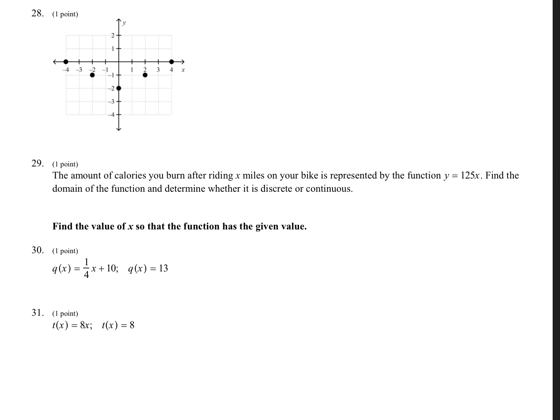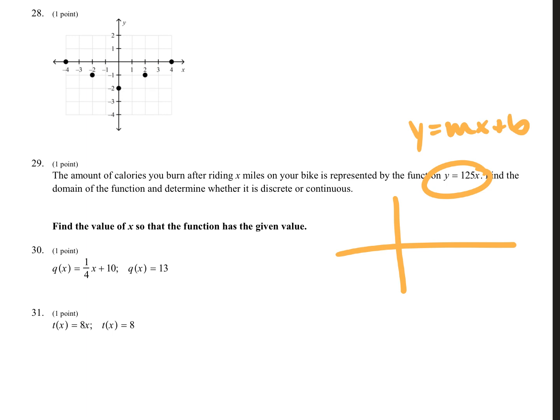So for the domain, we're just looking at the X value. So what type of equation is this? For something like this, it's in the form of y equals mx plus b, so it would be a line. With the slope, is our slope positive? Yeah, our slope is 125, so positive line. Is our line discrete or continuous? Continuous.